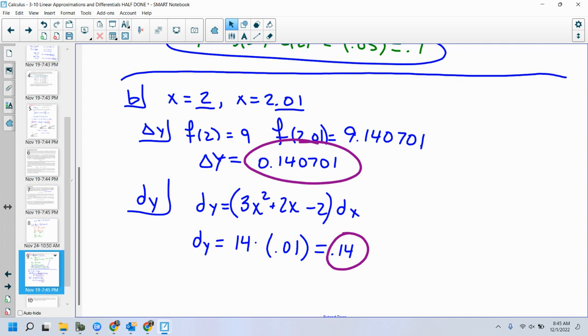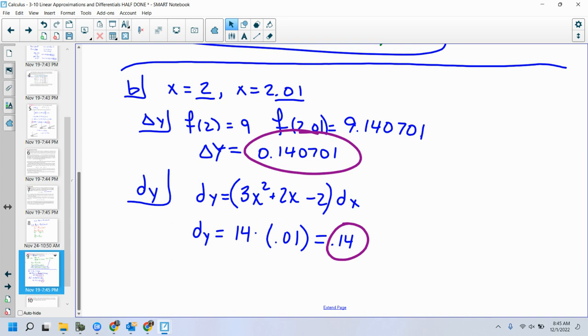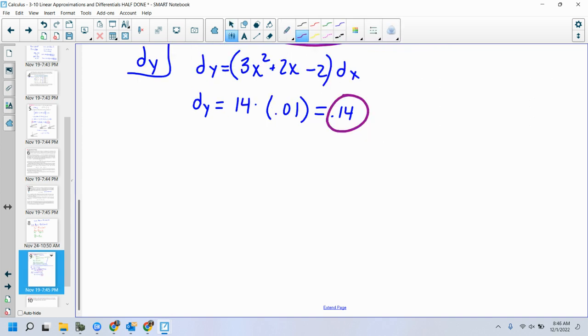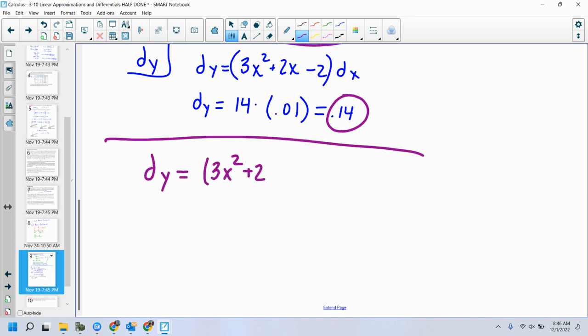Now, it's really interesting to point out here. No matter what I would have chosen, my differential equation would have stayed the same, right? The dy was always going to be 3x squared plus 2x minus 2 dx. Okay? And if you choose a given x value, that first part will never change. Like, if we wanted to compare 2 to anything else, we would always be plugging 2 in, therefore we would always be getting 14, right? dy would be equal to 14 dx.